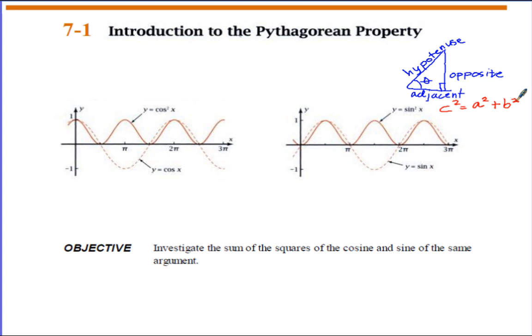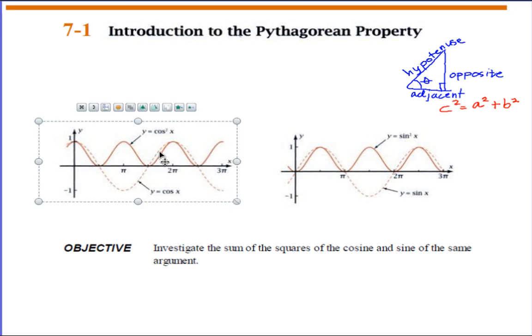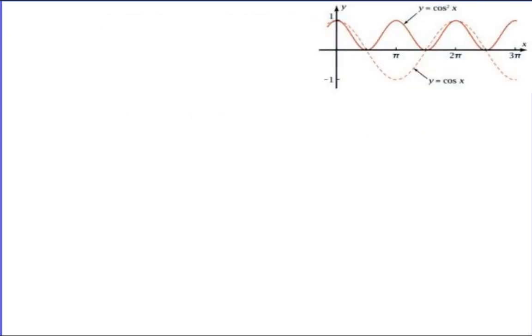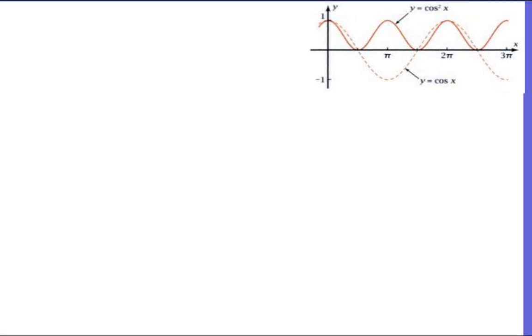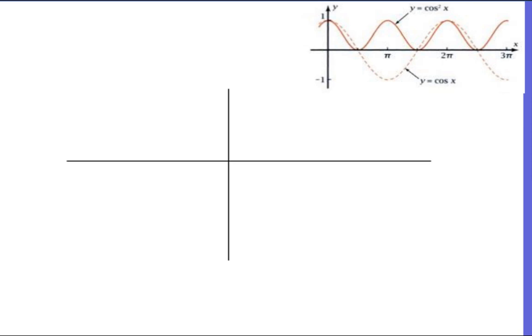So the objective in this lesson is to investigate the sum of the squares of the cosine and sine of the same argument, meaning we have an argument x, for example. So this is y is equal to sine squared of x. Now, first let us draw cosine squared of x. So we're going to draw the same thing as this one. We will draw cosine x. So let's do first cosine x. And then later on, we're going to sketch the sine x.